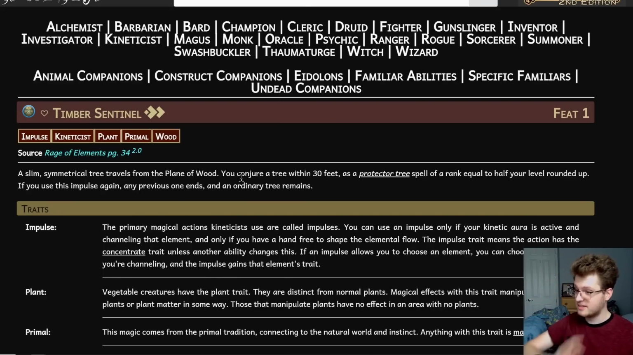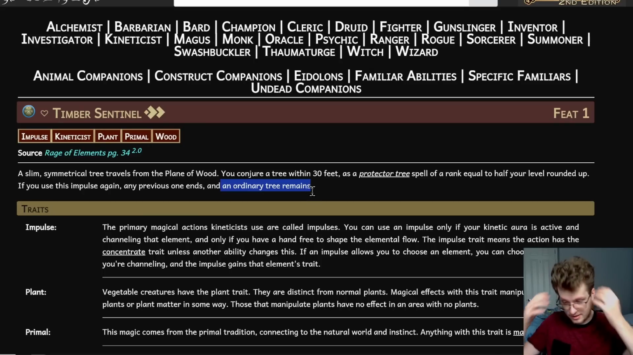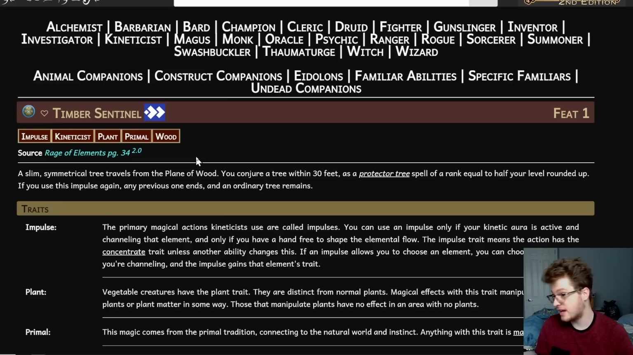So Kineticist can generate a tree at any time via Timber Sentinel and creates a tree like Protector Tree. And Protector Tree and Timber Sentinel both say an ordinary tree remains after the duration of the spell if you recast it, etc., etc. An ordinary tree will remain. So a Kineticist can, unlimited amount of times per day, spend 2 actions, grow a tree. So yeah, they can reforest a land pretty quickly.